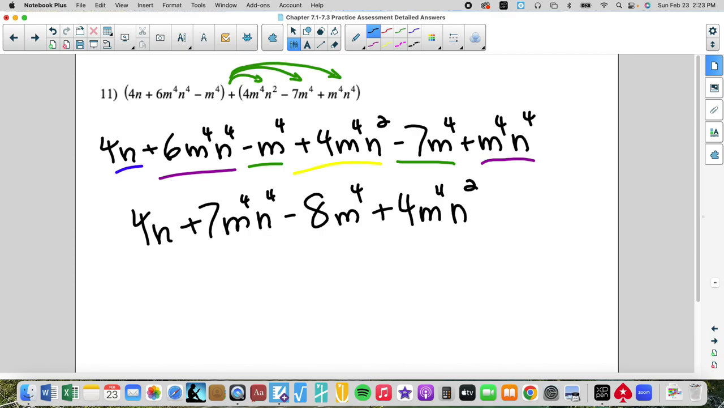All right, now we got to put it in standard form. So we're looking at that first variable, n, m, m, m. So we know the m's are always going to come before n's.